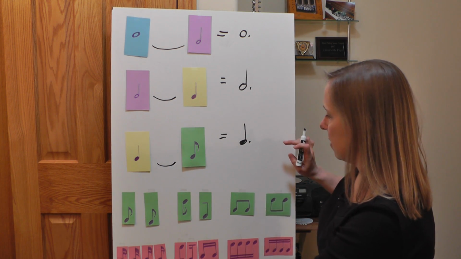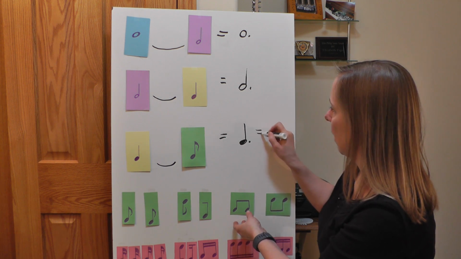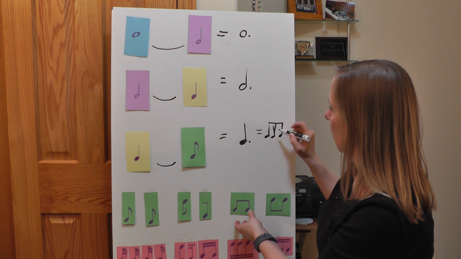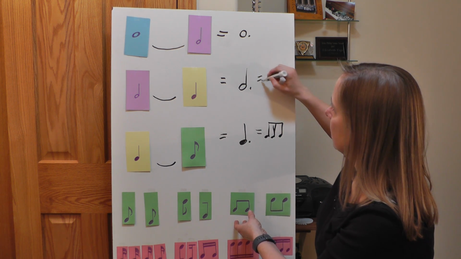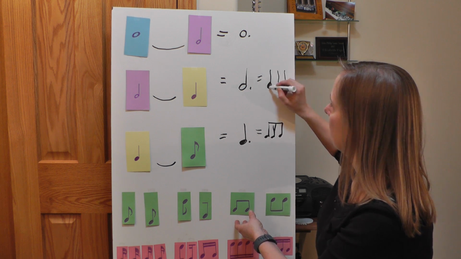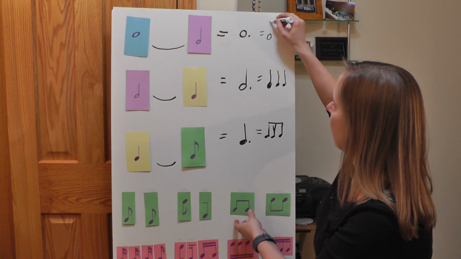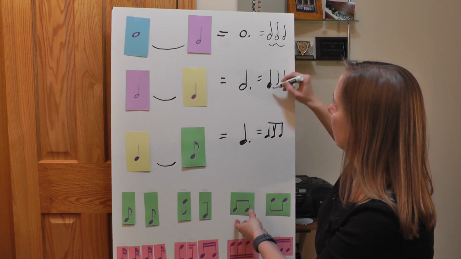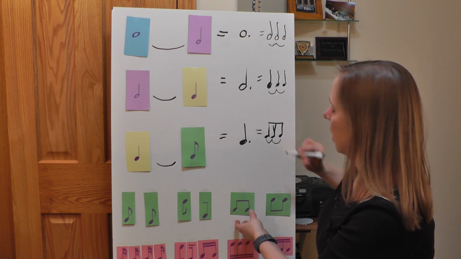That is the same thing as 3 eighth notes, right? 1, 2, 3. Oop, that looks kind of goofy. Same thing as 3 quarter notes. 1, 2, 3. Same thing as 3 half notes. 1, 2, 3. Tied together, tied together, tied together.